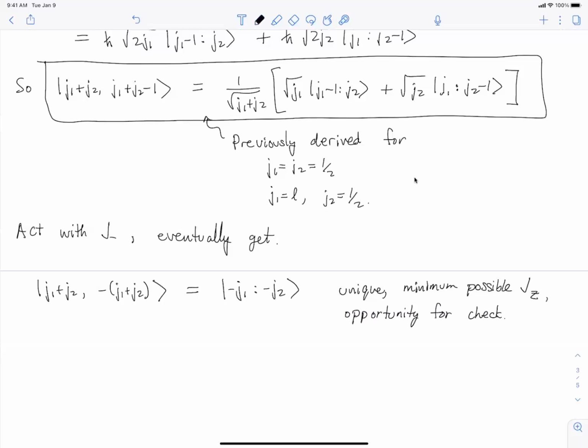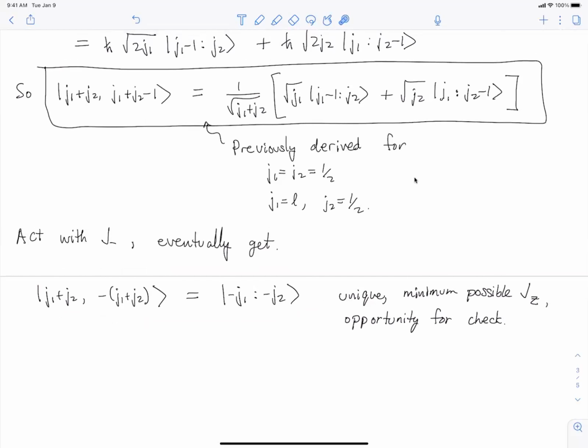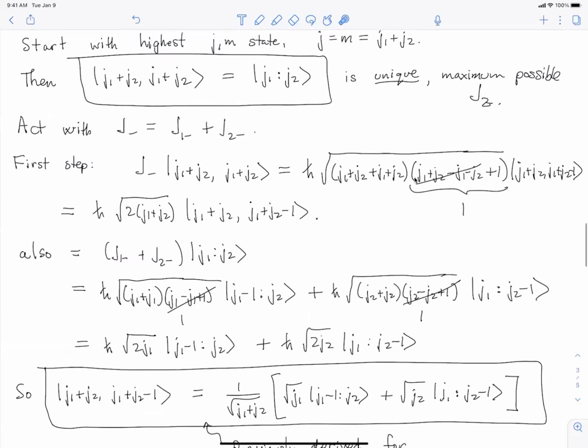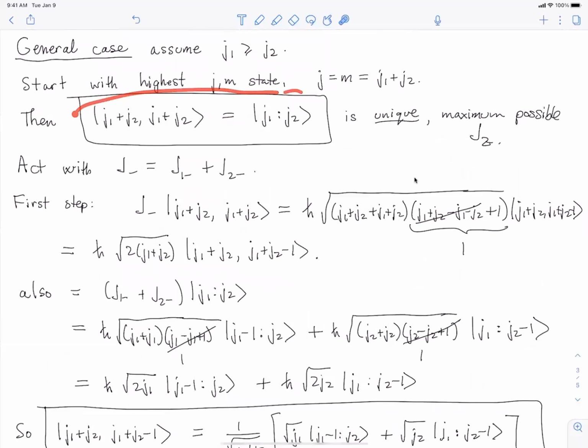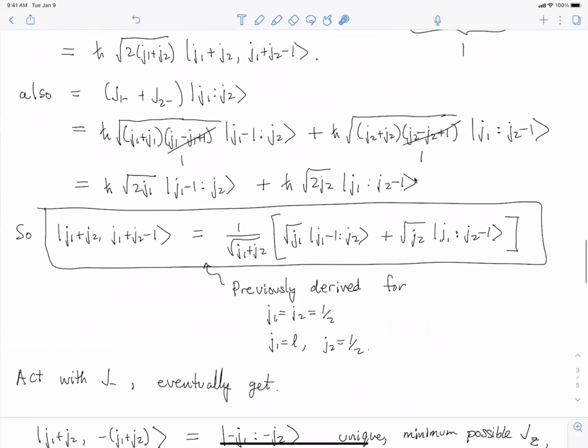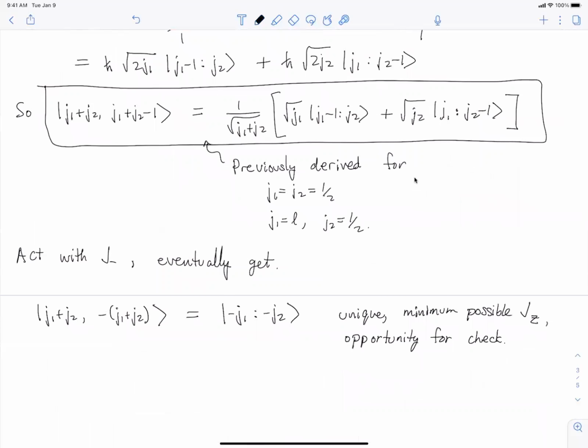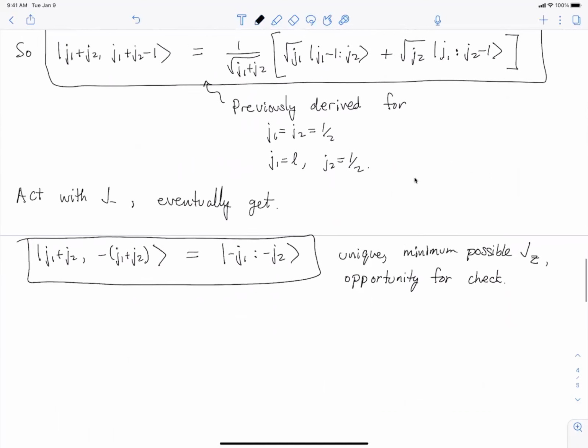And in fact, we could have done everything the opposite way. We could have started with this equation, and then instead of acting with J minus, we could have acted with J plus. That would have just given a different set of square roots, but otherwise it would have all been the same. And we keep acting with J plus, and we would eventually have ended up back with this equation as our check. Either way will work. It's sort of more traditional to start with the highest one and go to the lowest one, but there's no real reason why that has to be true.